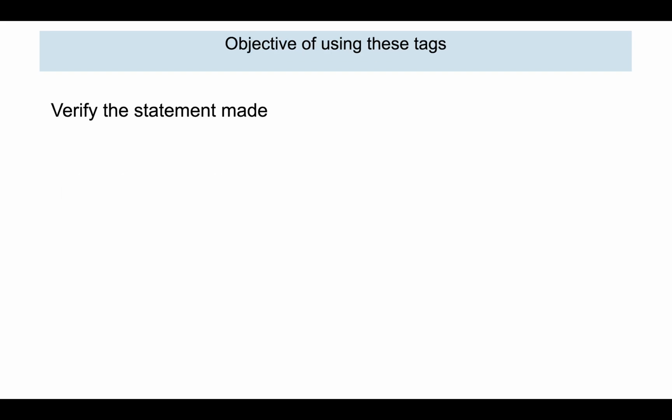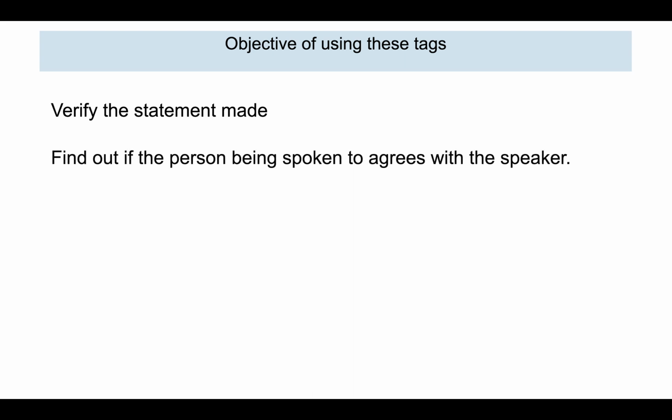The objective of using these tags is therefore, firstly, to verify the statement made in the sentence. Because we are saying something, we are declaring something. So when we say something, we want to verify it. Or we want to find out if the person being spoken to agrees with the speaker. So when you make a statement to someone, you want to know whether that person agrees with you or not.